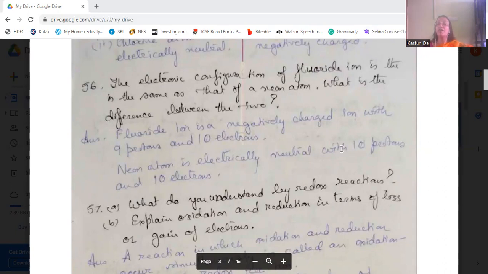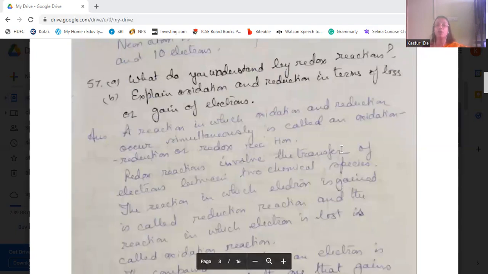Then what do you understand by redox reaction? Explain oxidation and reduction in terms of loss or gain of electrons.